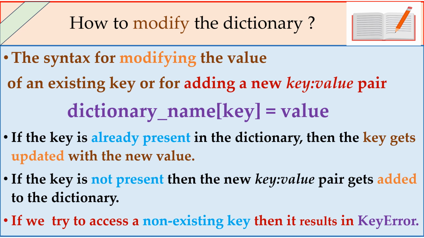So if the key is already present, what happens? The key gets updated with the new value. And if the key is not present, then the new key value pair gets added to the dictionary. And if we try to access a non-existing key, then it will result in a key error.